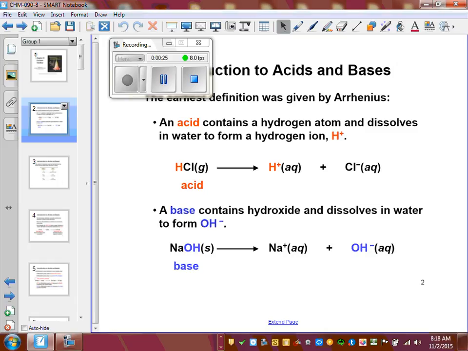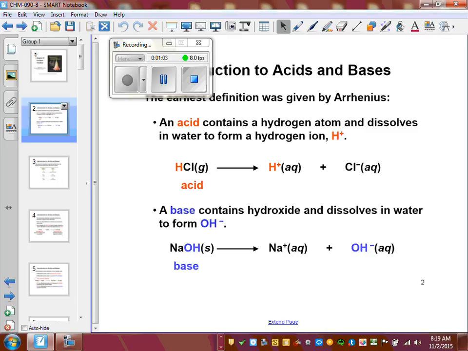The earliest definition was given by a man named Arrhenius. And he said an acid contains a hydrogen atom and dissolves in water to form a hydrogen ion, H+. So here we have hydrochloric acid in water gives us H+ and Cl-. According to him, a base contains hydroxide ion and dissolves in water to form OH-. So sodium hydroxide dissolved in water gives us Na+ and OH-.